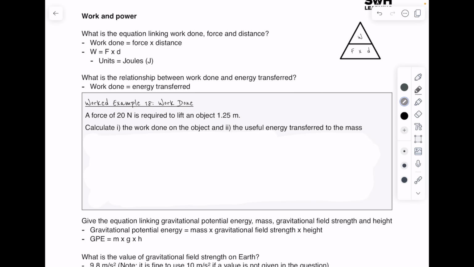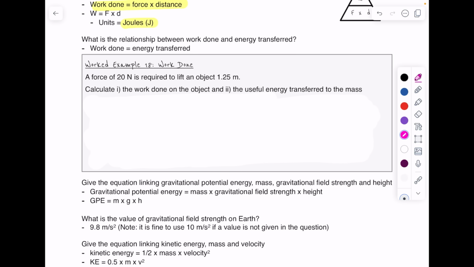Important equation is work done equals force times distance. Bear in mind that the unit of work done is joules, which always throws some people off. Joules, remember, is the same unit we use for energy. Force is measured in newtons, and distance, the standard distance unit, is meters.